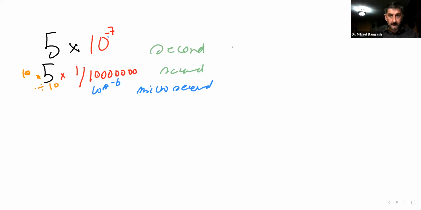So that becomes 0.5. And then you can say it's either multiplied by 10 raised to the power minus 6 seconds. But this 10 raised to the power minus 6 becomes the micro, and second becomes a second, where we already said that the unit for micro is mu.